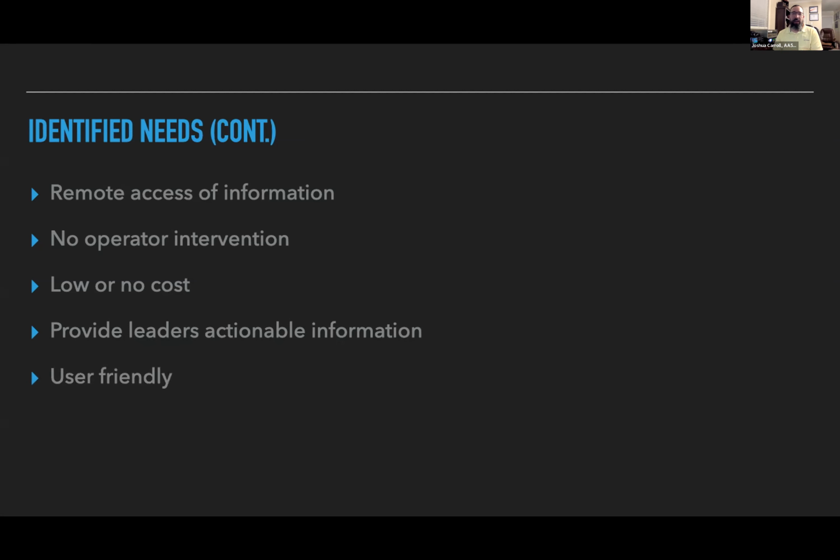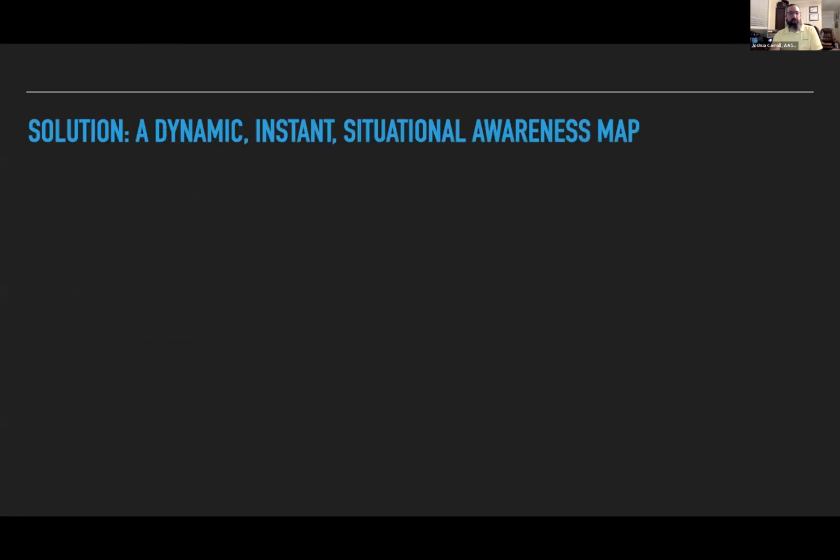ArcGIS driven solutions provide too much information, which can be as bad as too little information when seconds matter. You've really got to turn down the squelch, see what you need to see, and drive on. So what did we come up with?